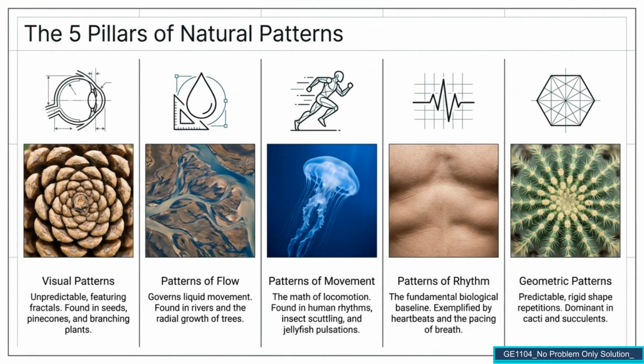Natural patterns can be categorized into 5 pillars: visual patterns, flow, movement, rhythm, and geometric patterns. Each plays a role in how the natural world functions.